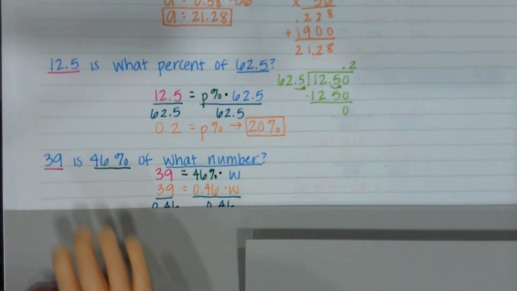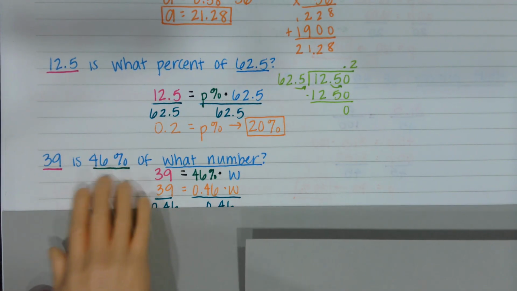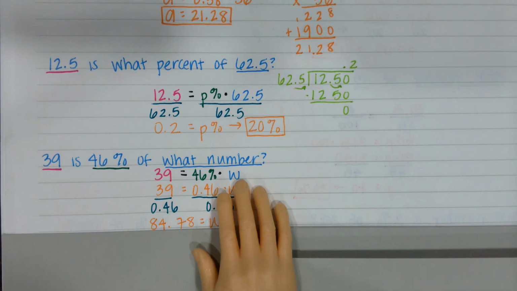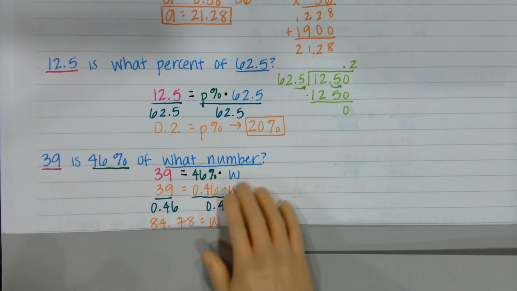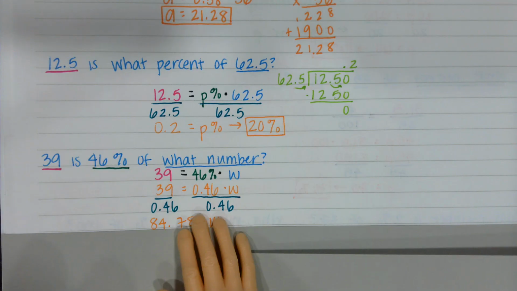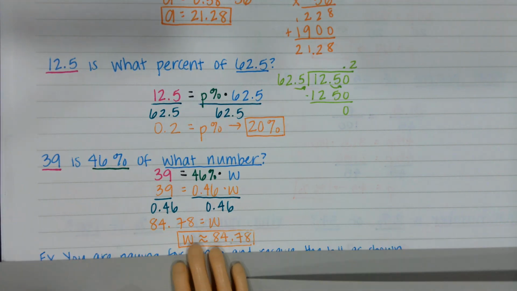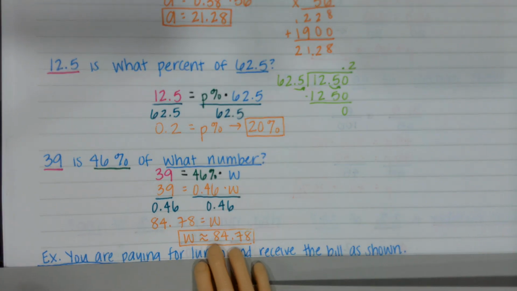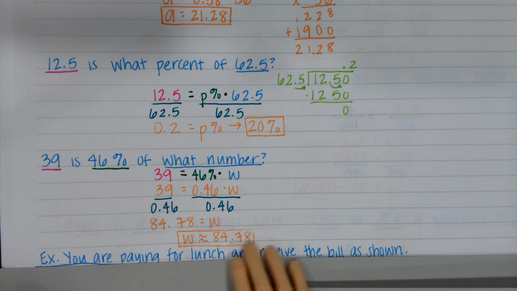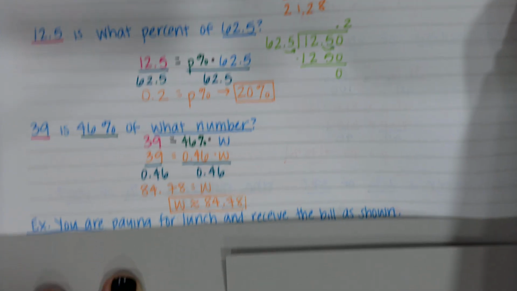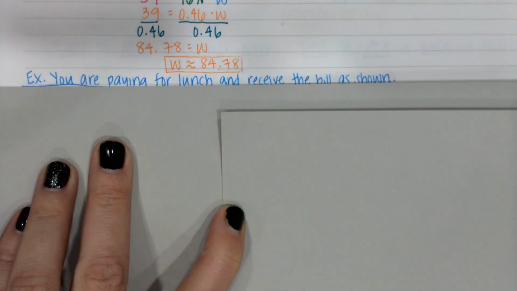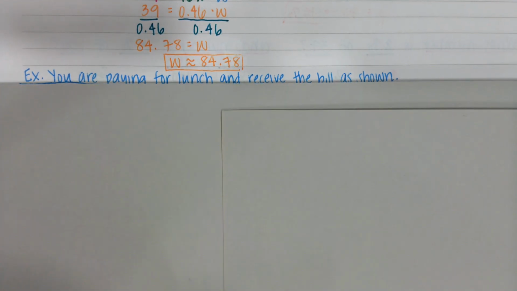And finally, we can have 39 is 46% of what number? So 39 equals 46% of what? And then solving for W, divide each side by 0.46, and you get W is about 74.78. We had to round this one because it went on for quite a while. So sometimes you have to round, but it's about that much.